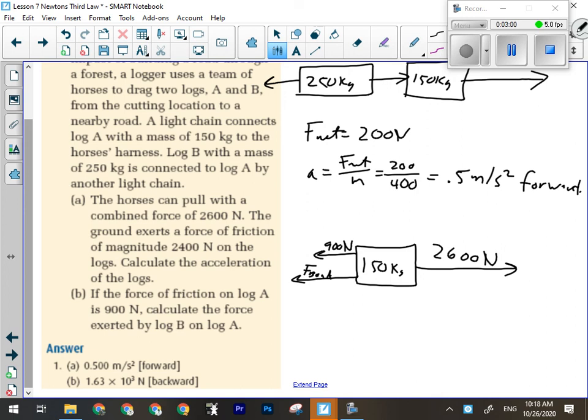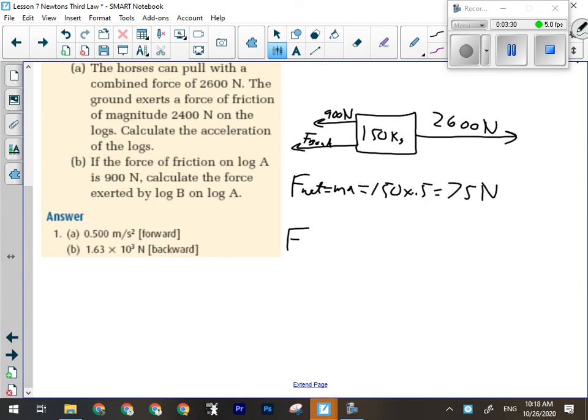And what else can I calculate about the 150 kilogram mass? I actually already know the acceleration. I want to use it. What can I calculate with the acceleration and this? F net, right. I can find the net force acting on the first log. So F net equals m times a. 150 times 0.5 is 75 newtons. All right, so I know my net force is 75 newtons.